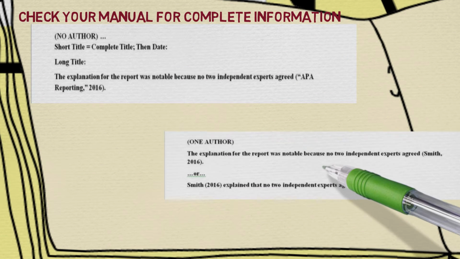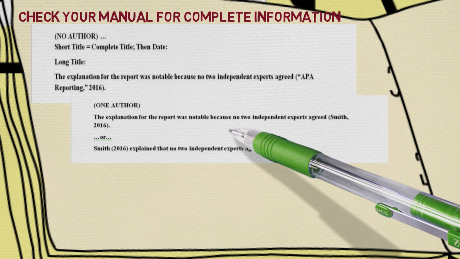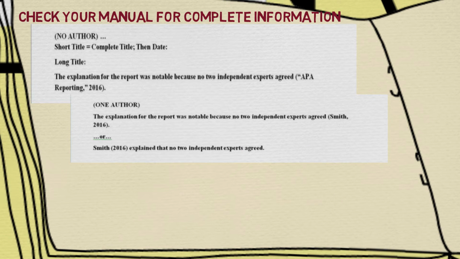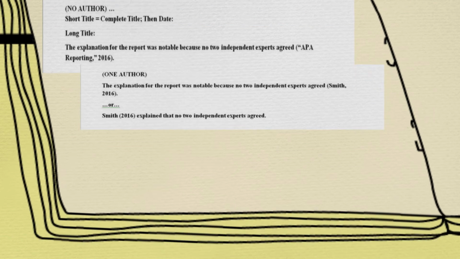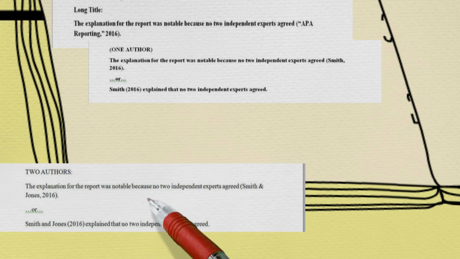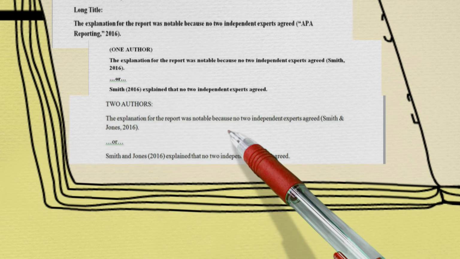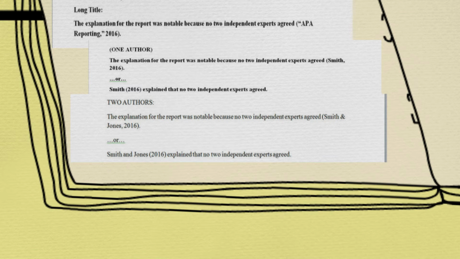Should your source have one author, provide the author's last name, followed by the year, where it's cited at the end of the material, or the author's name might be the subject of your sentence and should be followed by the date. In the case of 2 authors, separate their names by the ampersand if after the cited text, or use the word and to separate their names when using the authors to introduce the cited material.